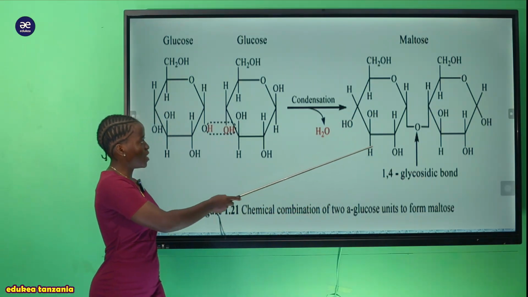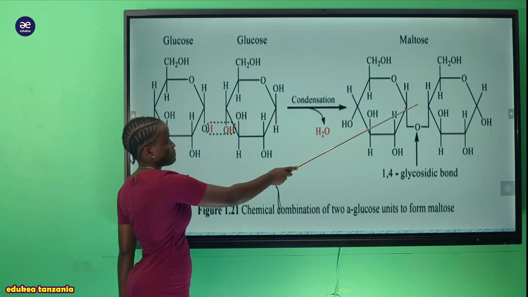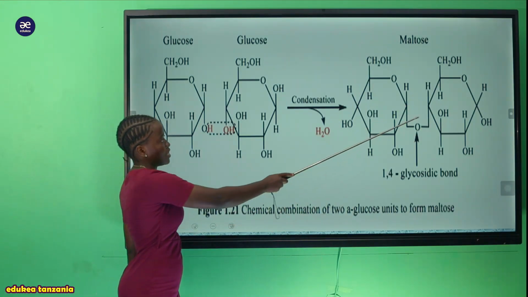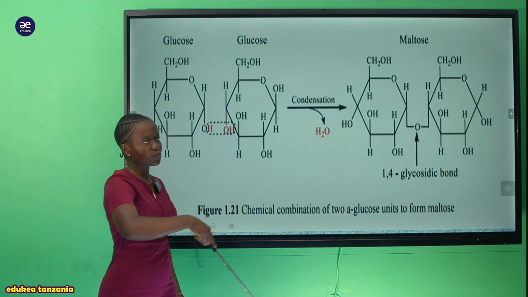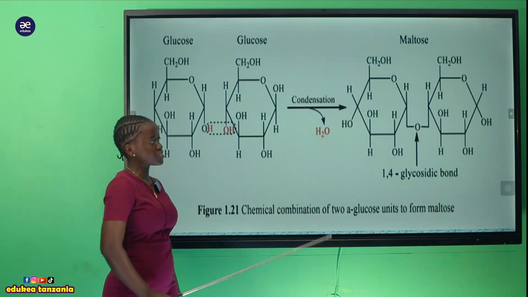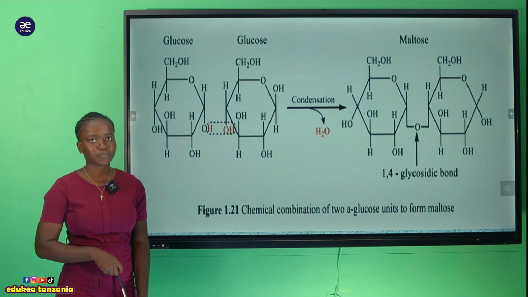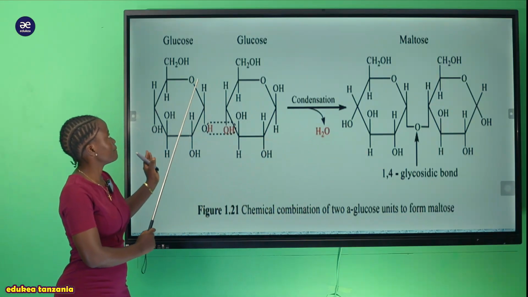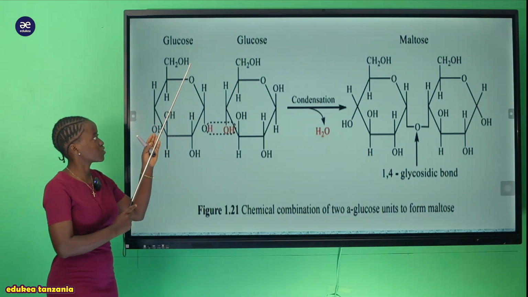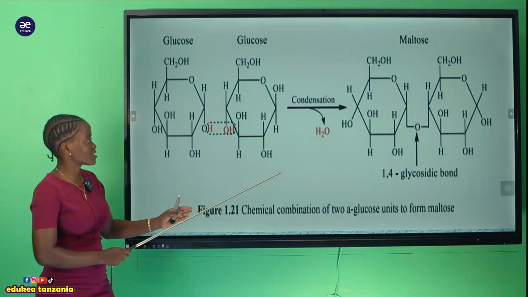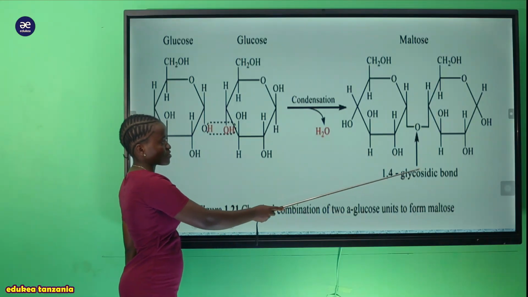The glycosidic bond is formed between carbon number 1 of one glucose and carbon number 4 of the other glucose. That is what brings about the formation of this maltose. And remember, the bond formed between one alpha glucose and another alpha glucose is a 1,4 glycosidic bond.